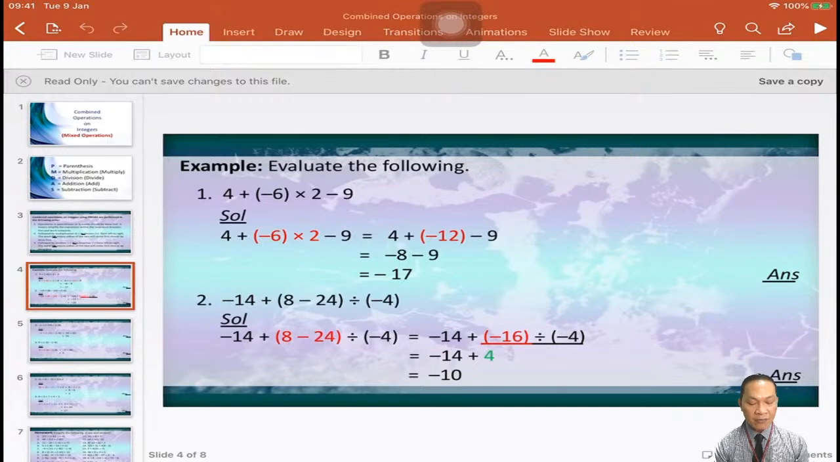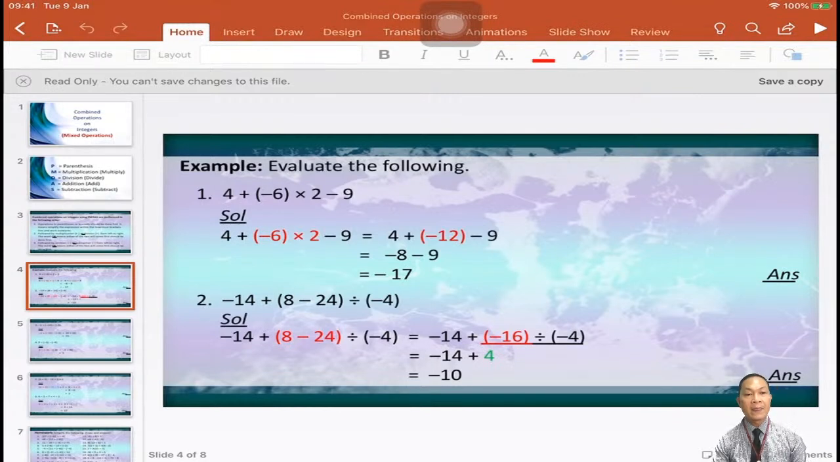So first copy 4 and minus 9, and then negative 6 times 2 is negative 12. Combining 4 and negative 12 gives you negative 8, and copy minus 9. So the result is negative 17. All right, that's the answer for example number 1.